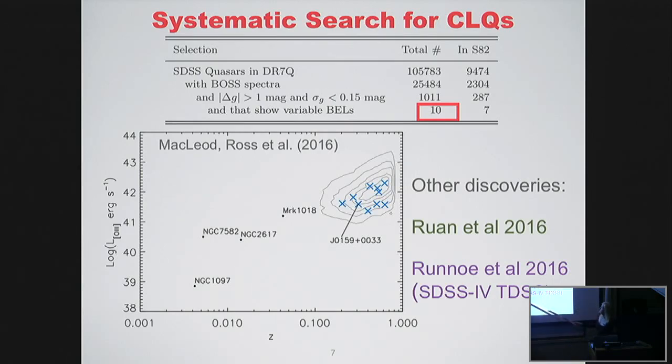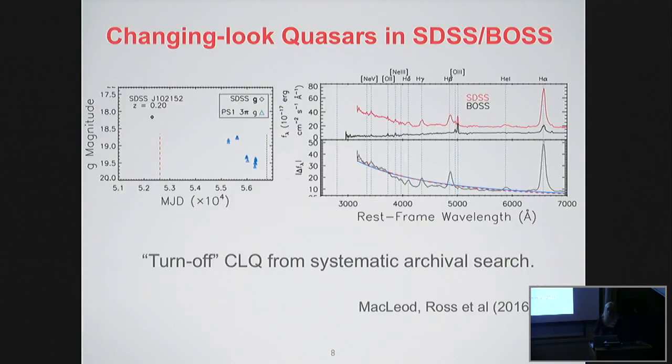This is a plot of some of the handful of changing look AGN that have been reported. The contours show the SDSS quasars, and the blue crosses are the sample from this paper. And you can see we recovered the first Lamassa et al. object in this search. So here's just an example. This is the most dramatic example from that paper.